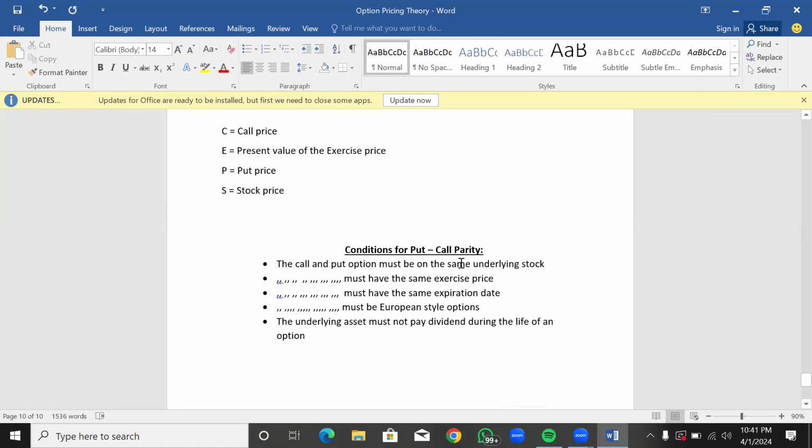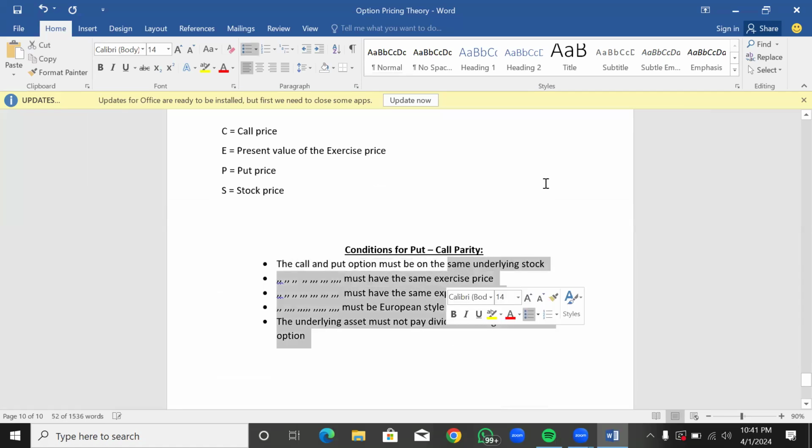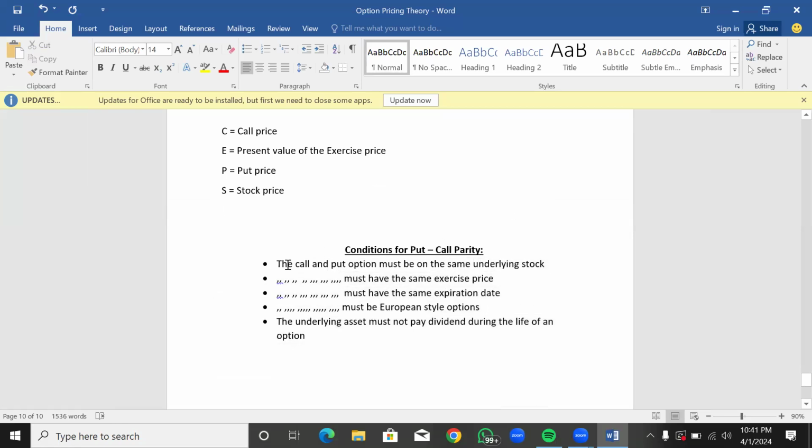So there are conditions for put call parity. This used to come out sometimes for 5 marks. Conditions for put call parity: the call and put option must be on the same underlying stock. You cannot say you want to use put call parity, but the call option is for one stock and the put is for another stock. It will not work. You can only use it for the same stock. The two of them must have the same exercise price. They must have the same expiration date. They must be European style options, and the underlying asset must not pay dividend during the life of the option. So these are the conditions of put call parity. So we are done with that.